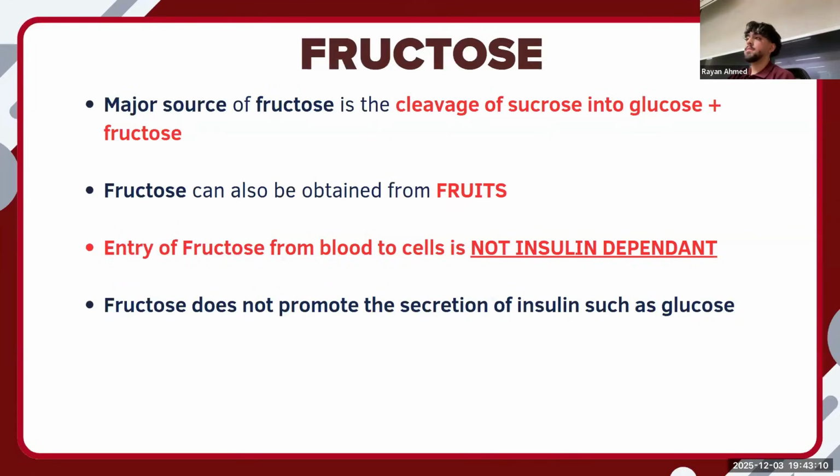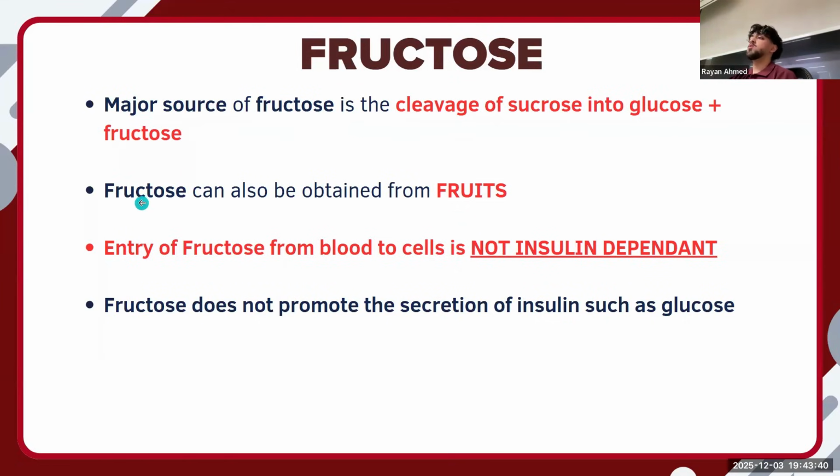Okay, let's begin. So now, a little background about fructose. The major source of fructose, remember, fructose is a monosaccharide, is the cleavage of sucrose, which is a disaccharide. So when we break down sucrose, we're going to get glucose and fructose. Again, breaking down sucrose into glucose and fructose, that's the whole point, literally. You guys need to remember cleavage of sucrose gives you glucose and fructose.